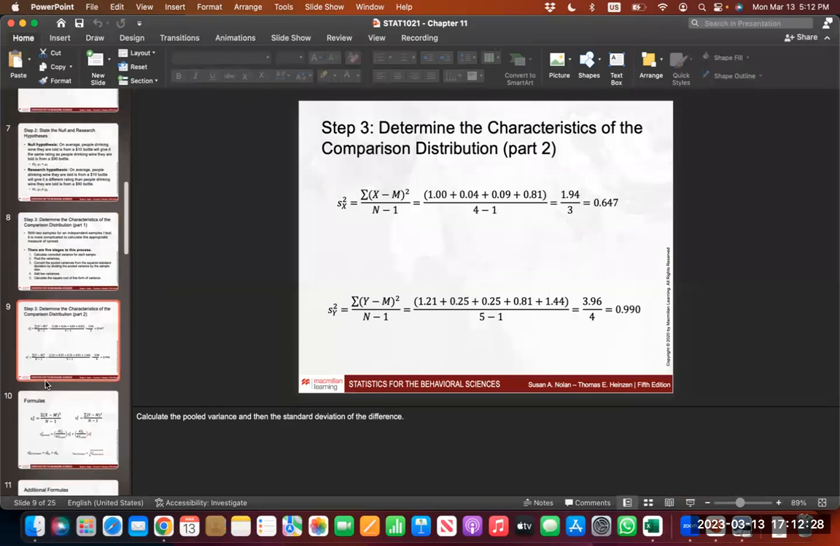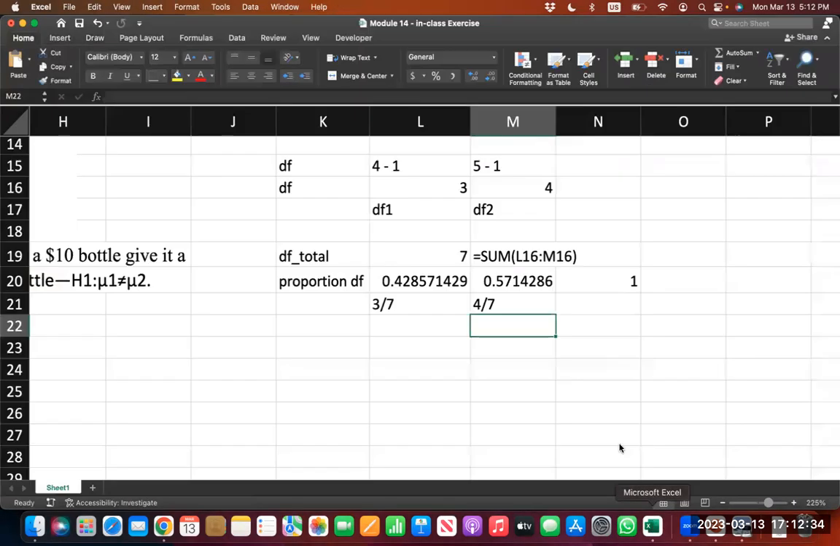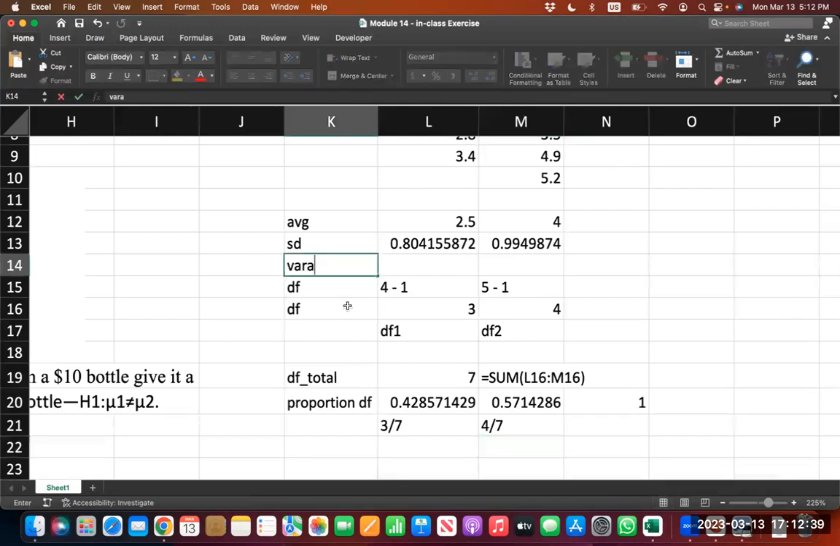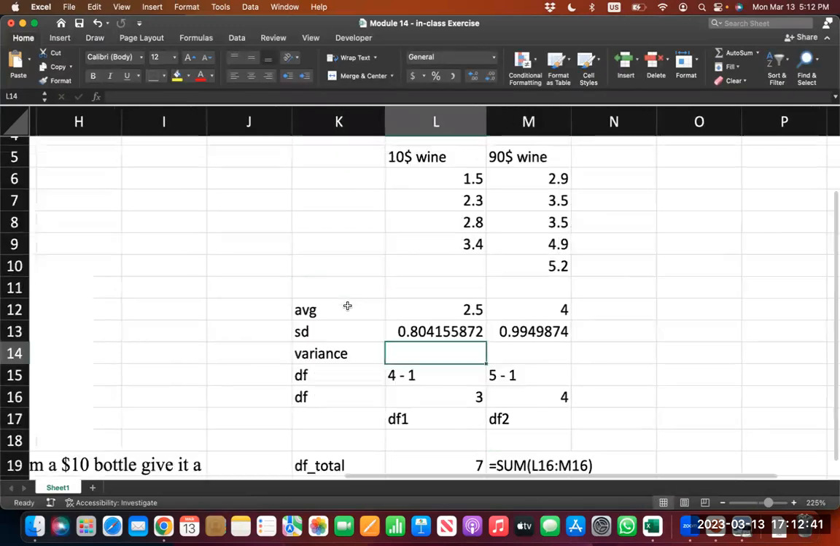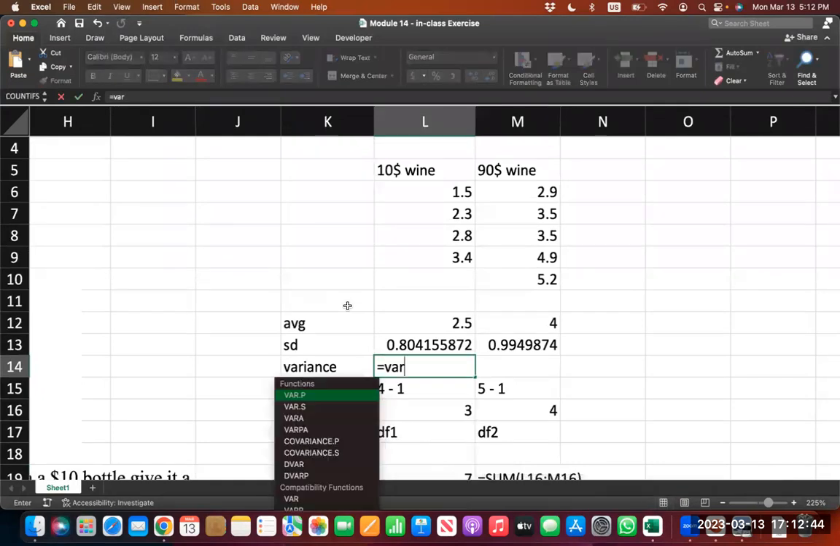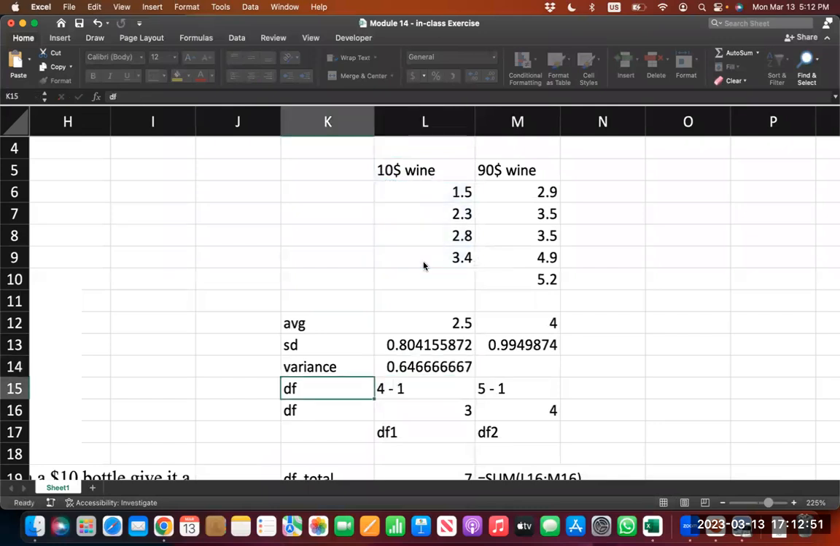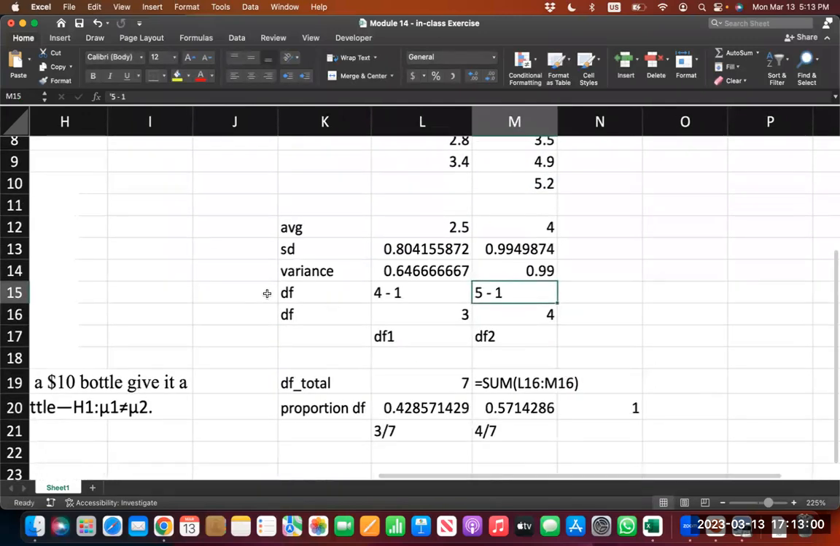So this is what Noren and Heinzen do here. They're squaring it. So from the standard deviation, we come to the variance. I didn't do that yet. So this is equal VAR, the variance function. Now we get our variance. VAR is now the second one.